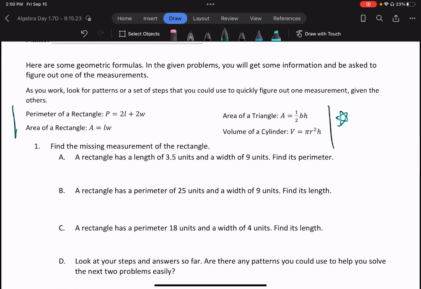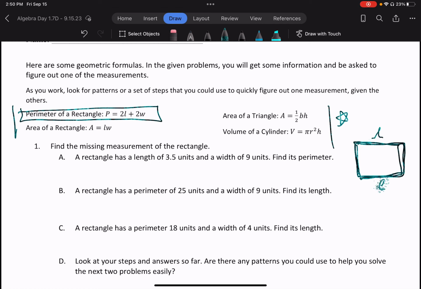All right. So it says a rectangle has a length of 3.5 units and a width of 9 units. Find its perimeter. So here we're looking at the perimeter of a rectangle. Remember, if we draw a rectangle, the perimeter is measuring the distance around the rectangle, okay? And so we have one length here, one width here, and one width here, right? And so to find the perimeter, we add those all up together. So we get 2L plus 2W gives us our perimeter.